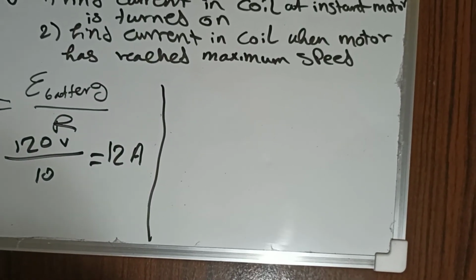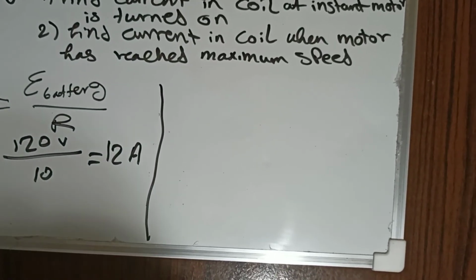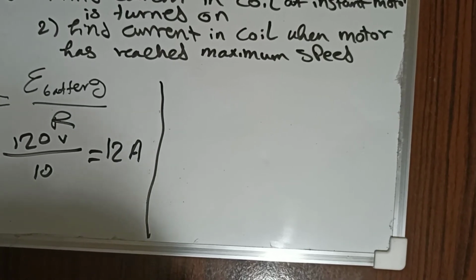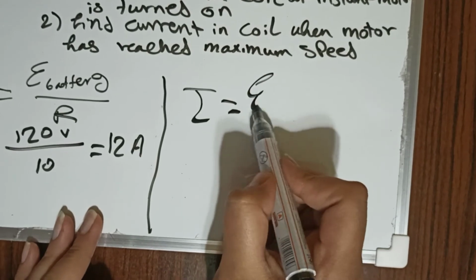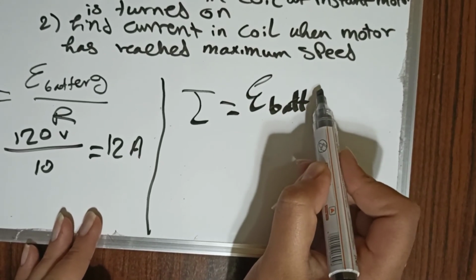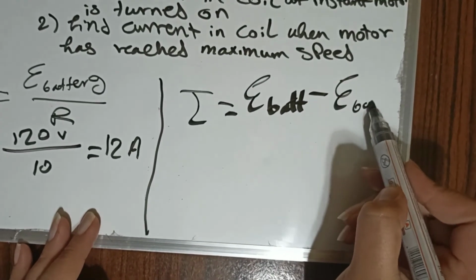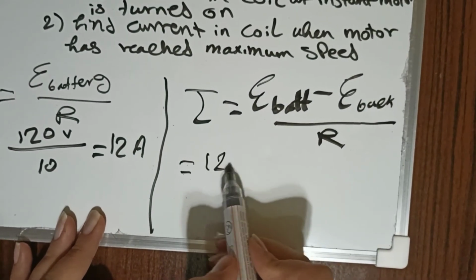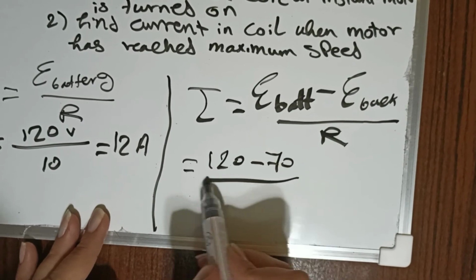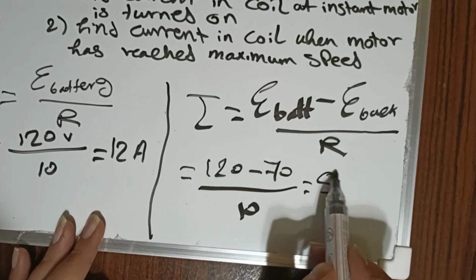When we find the current in the coil when the motor has reached the maximum speed, this means that backward EMF is generated. So we calculate the current by this equation, which is the EMF of the battery minus the backward EMF over the resistance, which equals 120 minus 70 over 10, which equals 5 ampere.